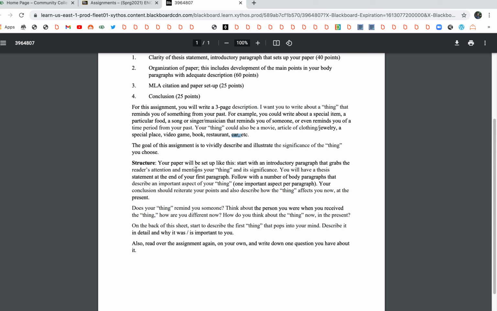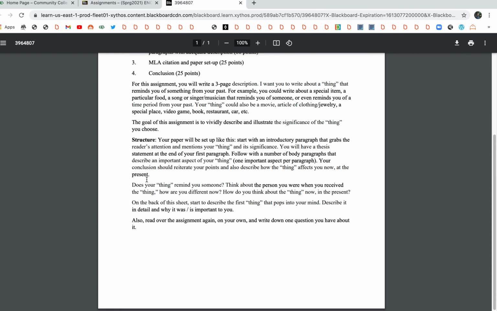So, look at this structure. I'll probably be posting another video or two about the paper. But look at this part. Again, I'm repeating myself, but this is helpful. Does your thing, whatever it is, remind you of someone? If it does, write that down. Think about who you were then.